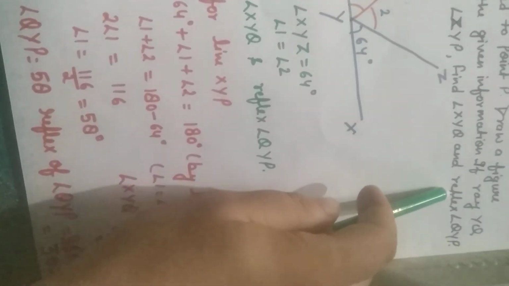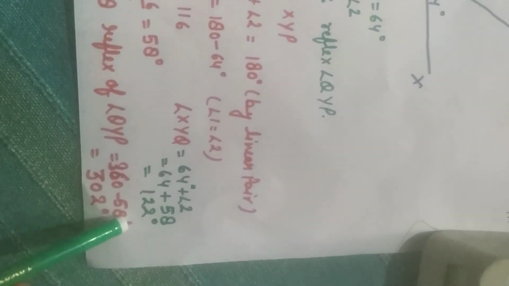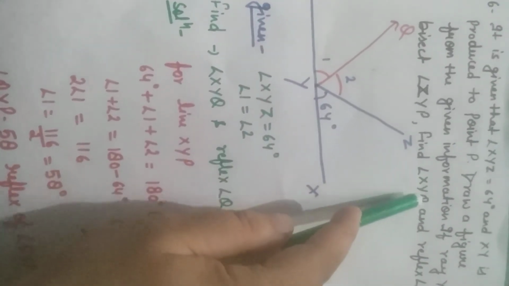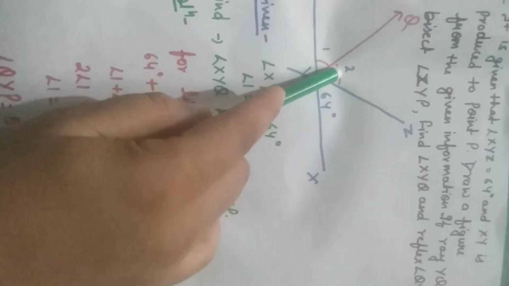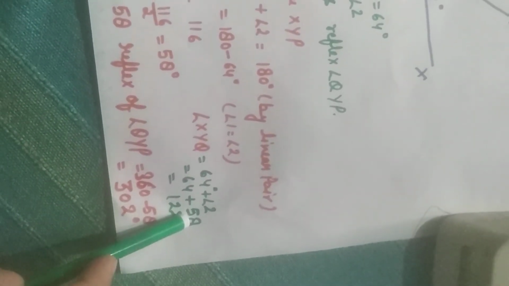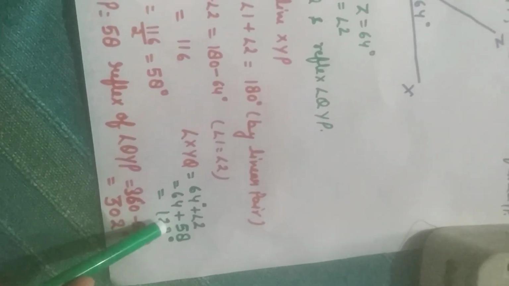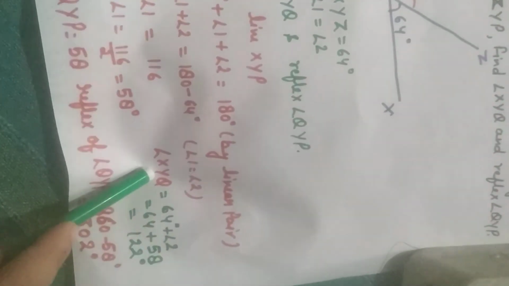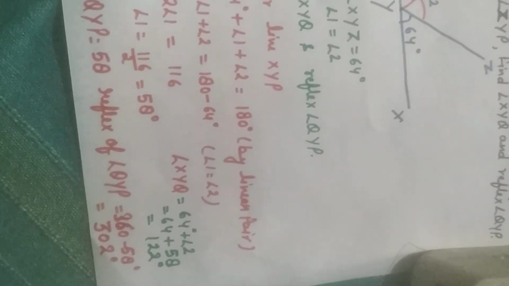And what do we have to find? Reflex of angle QYP. How do we find it? 360 minus 58 means 302 degrees. That is the reflex of angle QYP. Now the next part, what we have to find? Angle XYQ. XYQ is equal to 64 plus angle 2. In angle 2 we are keeping 58 because we have found the value of angle 2. So 64 plus 58 is equal to 122. So XYQ is equal to 122 and reflex of angle QYP is equal to 302 degrees.